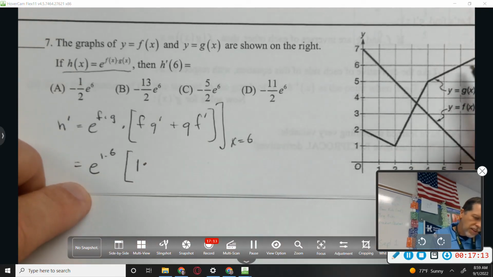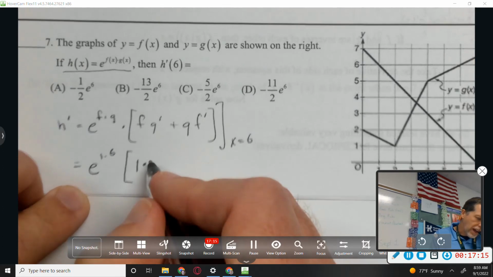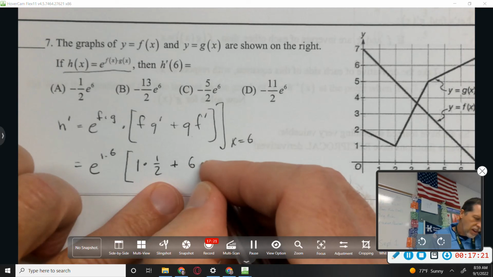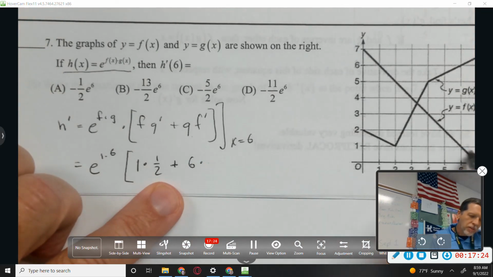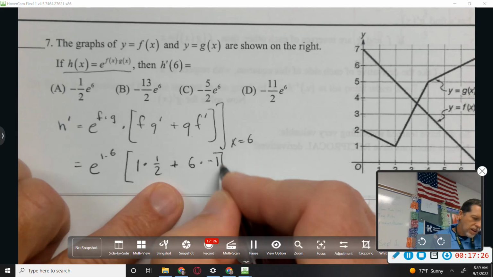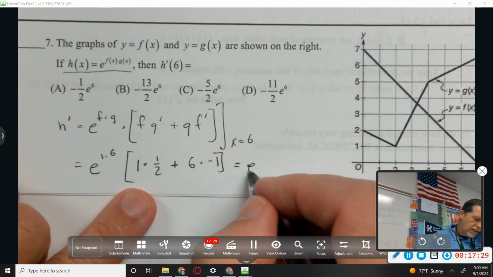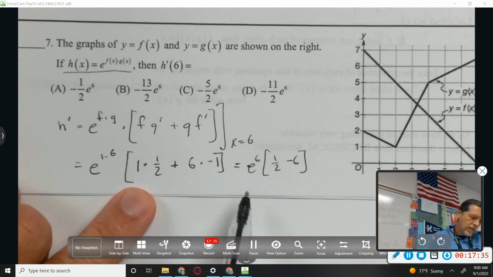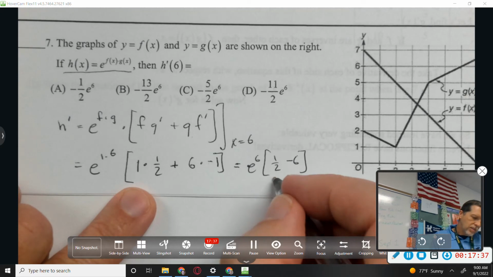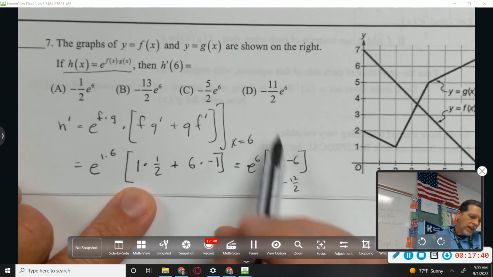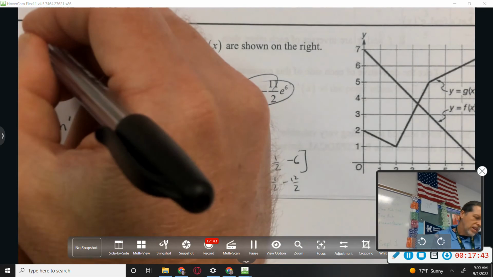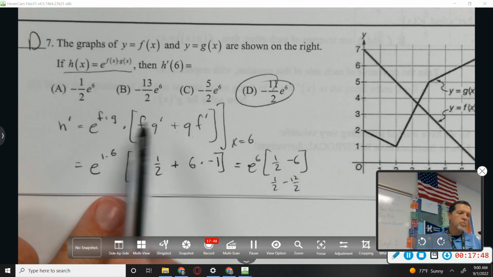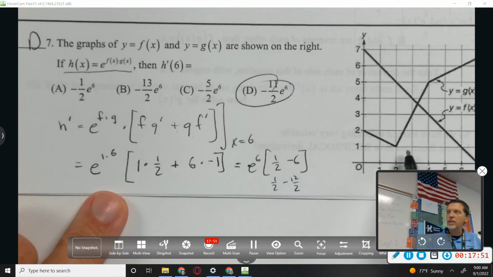G prime of 6, so that's the slope there. That looks like 1/2. G of 6 is 6. F prime of 6, that's the slope of f at 6, is -1. So that's e to the 6th times 1/2 minus 6. So that's 1/2 minus 12/2 is -11/2. So D. So that involved the new rule, chain rule, product rule, and getting it from a graph. So I had a little bit of everything in there.